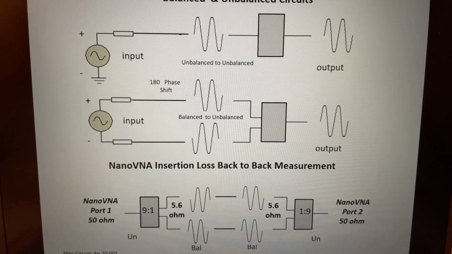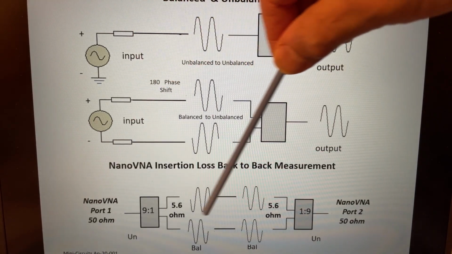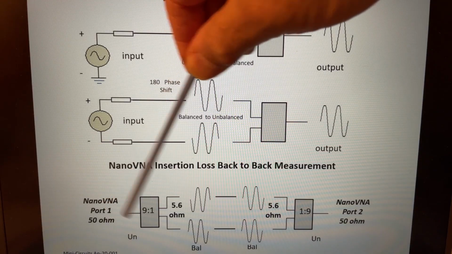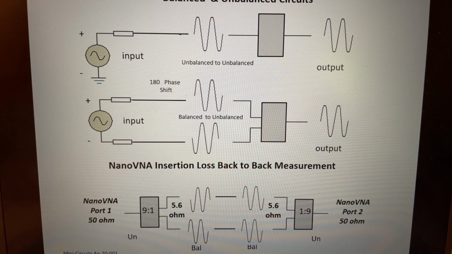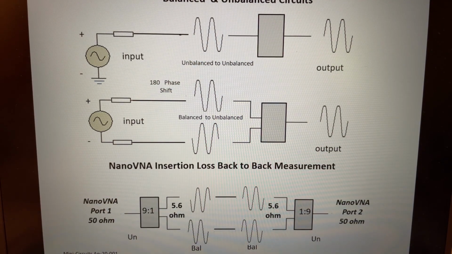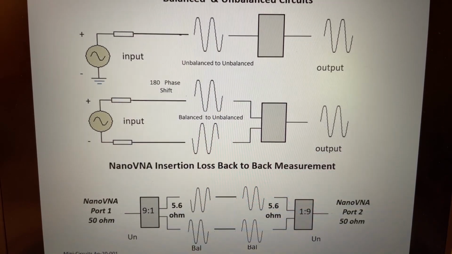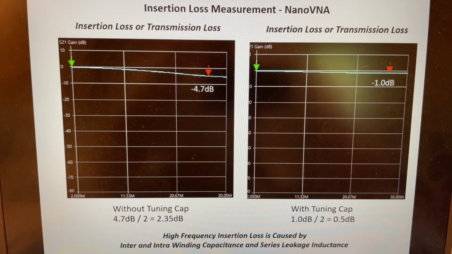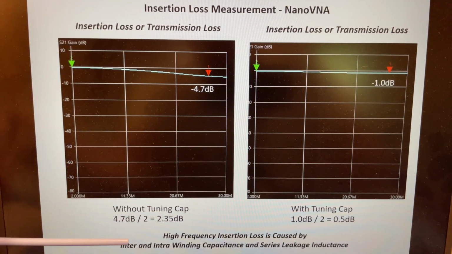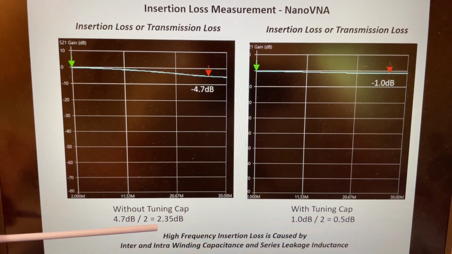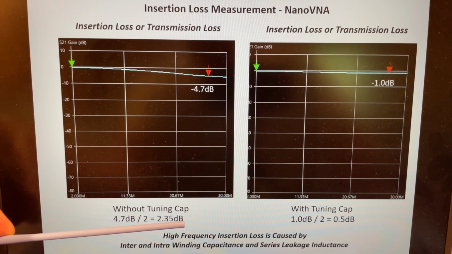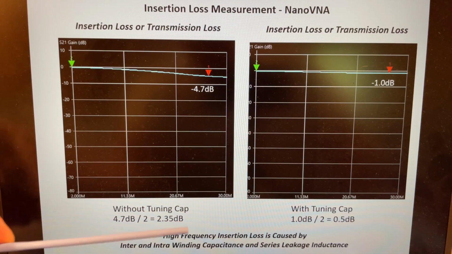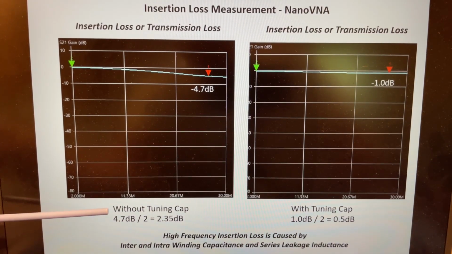And we're able to measure the insertion loss through this arrangement, and then because they're identical, we divide by 2, and it gives us the insertion loss of a single transformer. So here's the actual results. If you look at the insertion loss, this is for 2, so you divide by 2, so it's 2.35 decibels for each transformer, and this is without tuning.